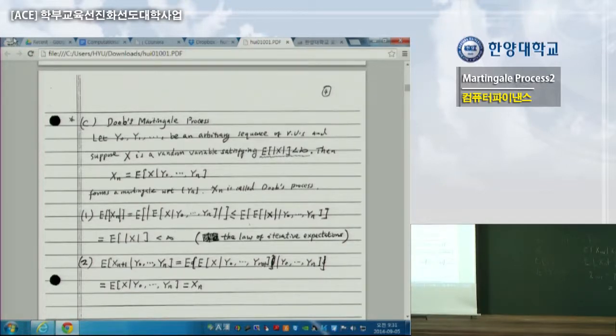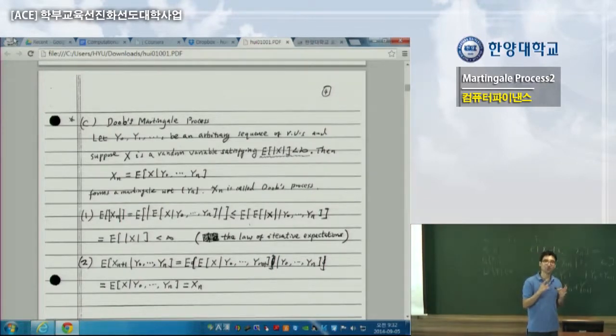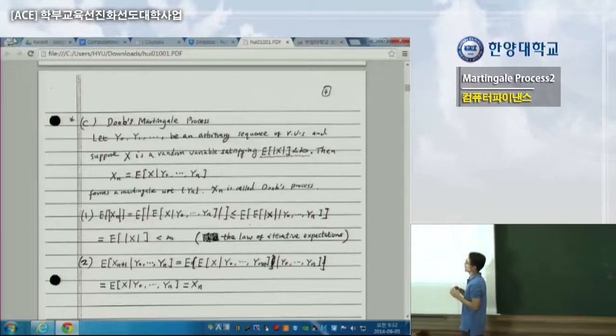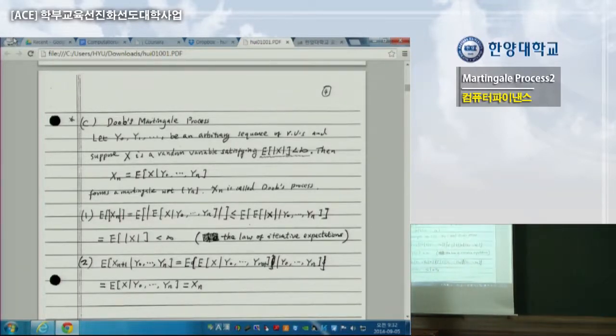So X0 is your valuation of Apple at day 0. X1 is your valuation at time 1. At that time, you have information Y0 and Y1. And Xn is your valuation on Apple at time n, and at time n you have more information, the information you accumulated from Y0 to Yn. And this kind of valuation process, your valuation on Apple every day, is called a Doob's process. And that Doob's process is also a martingale. Very interesting, right?